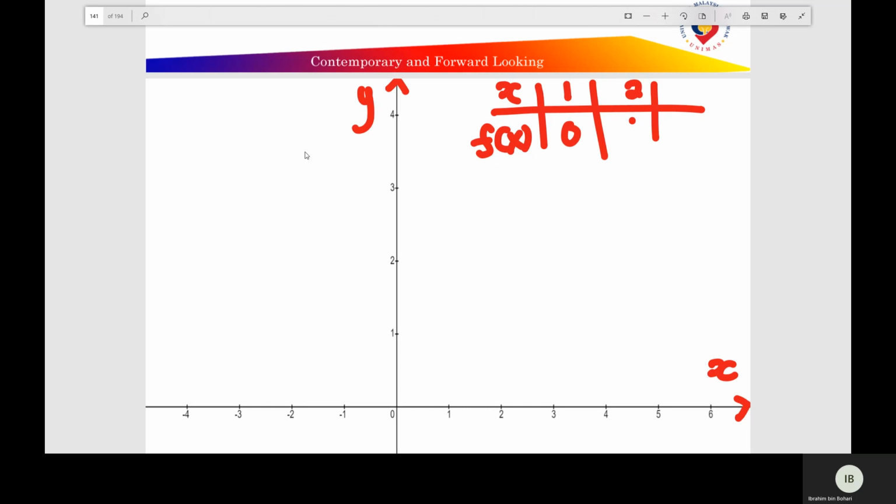Okay, so the function f(x) equals the square root of x minus 1. The domain starts at 1 to positive infinity. So you substitute 1 into the function: 1 minus 1 equals 0. So the first point is at (1, 0). You plot the point. The second is at (2, 1), and here at (5, 2). So you sketch the graph of the square root function.